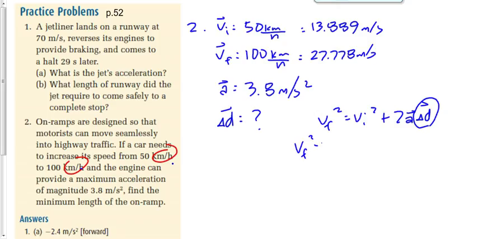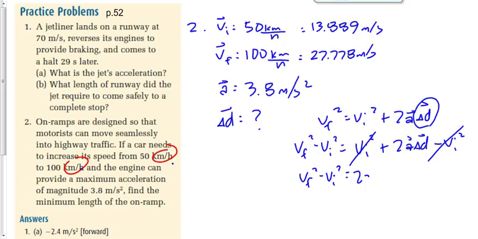VF squared minus VI squared equals VI squared plus 2AD minus VI squared. If you have trouble recognizing that these cancel out, put a number to it. Pretend VI squared is 10. 10 plus 2AD, subtract 10. It's just 2AD, right? The 10 and the 10 disappear. So the VI squared and the VI squared would disappear. That's why we know it's subtract. So we're left now with VF squared minus VI squared equals 2AD. And remember that we still have to solve for delta D here.